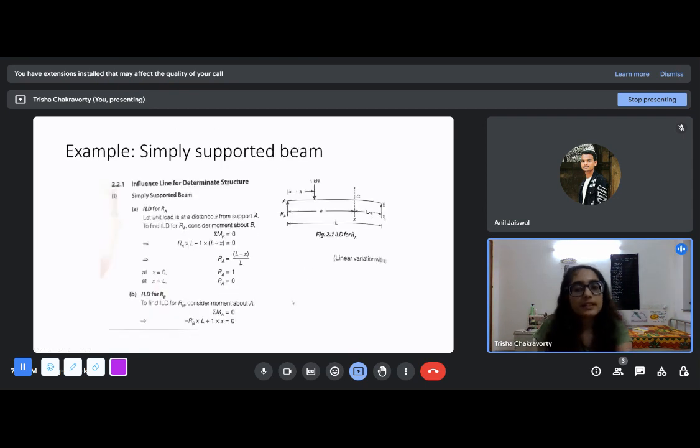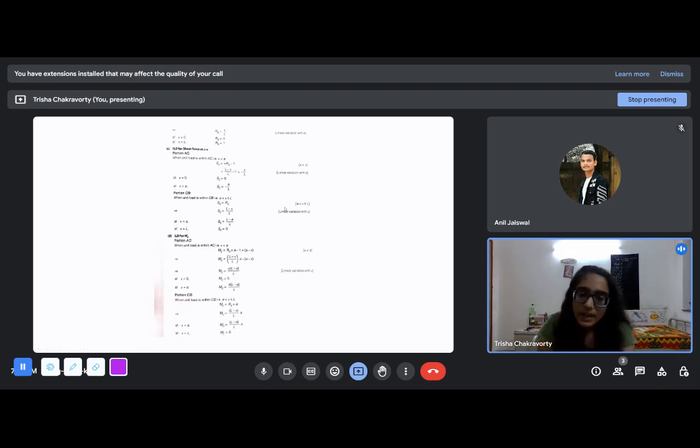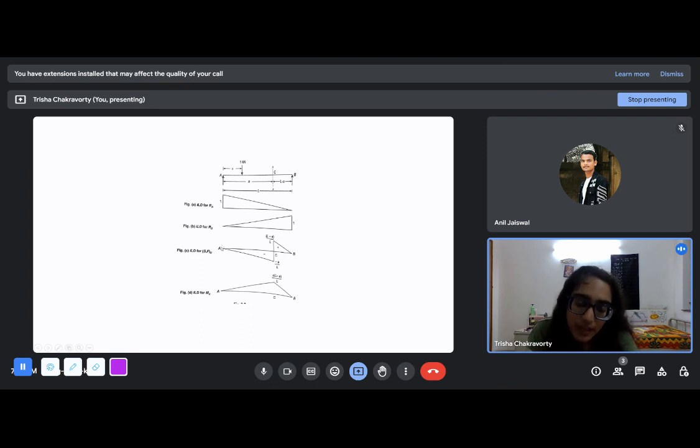And just physically you can see that when the load is applied at a reaction point, there is no shear force or bending moment in the entire structure because it's like no force is applied at all. Because if 1 kilonewton is applied here and 1 kilonewton reaction is given, they will cancel each other out. So at the extreme points, for both the ILD of SF and BM, at A and B, the values are 0. So that is not surprising. That is how it should be.